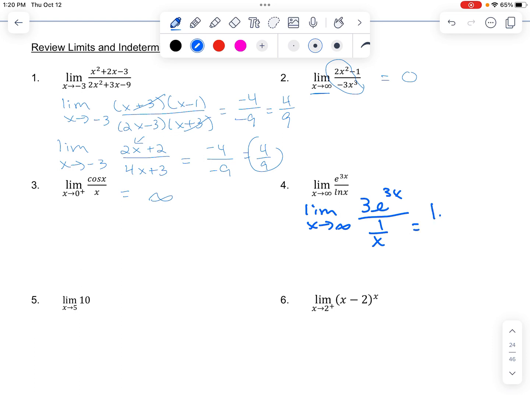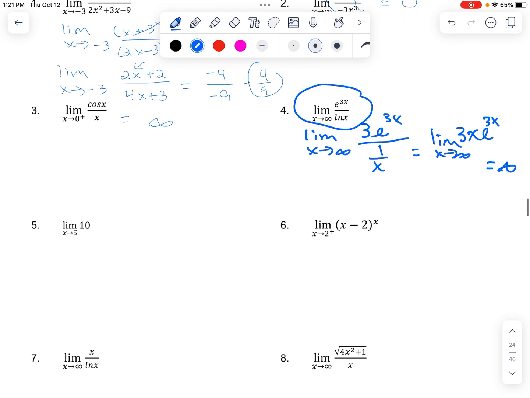And clean this up, though, before you start plugging in the infinity. So I'm going to flip that bottom fraction, so I end up with this. And now if I plug in infinity, I just have infinity. Or if you understand the idea that you have an exponential on the top, I have a log on the bottom, the top is going to grow at a much faster pace. So I know that this gets bigger and bigger in the long run.